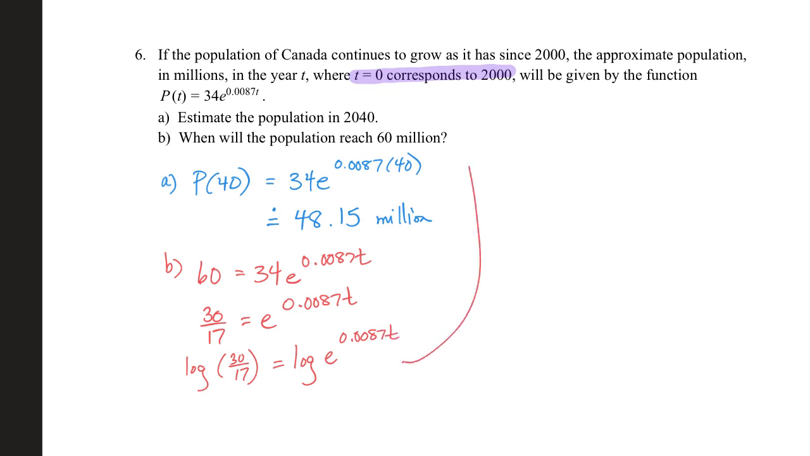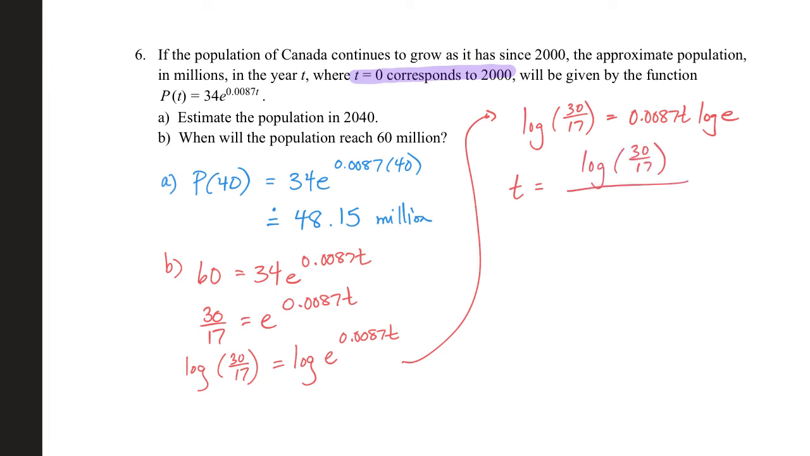By doing that, I can now bring my exponent out in front of my power, and now I can isolate and get my t all by itself. So I'm going to have log 30/17, and I'm going to need to divide out my 0.0087 and my log e. Okay, that is a pretty ugly expression, but that's also pretty simplified.